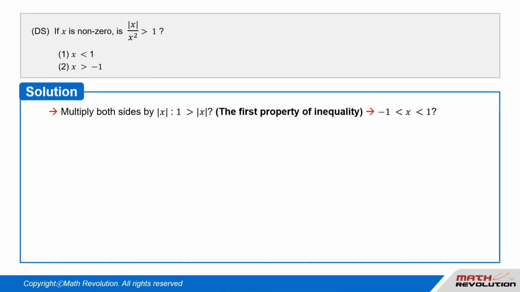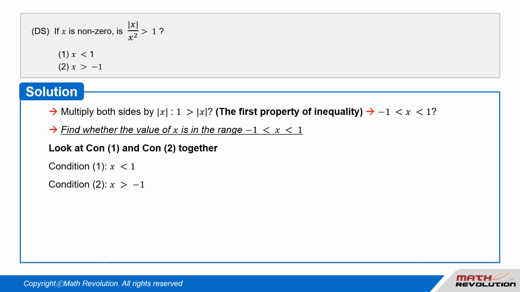Multiplying both sides by absolute value of x, which does not change the direction of inequality sign since absolute value of x is greater than 0, the first property of inequality, we get 1 is greater than absolute value of x. This means -1 is less than x is less than 1. So, we have to find out whether the value of x is in the range of -1 is less than x is less than 1.